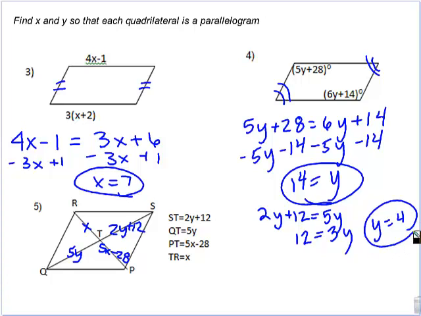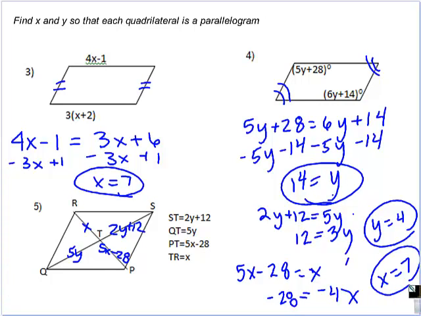And would you have to set 5x minus 28 equal to x? Yep, 5x minus 28 should equal x. So negative 4x, and x is 7. You can do it the other way too. It doesn't matter which way. Is that okay?